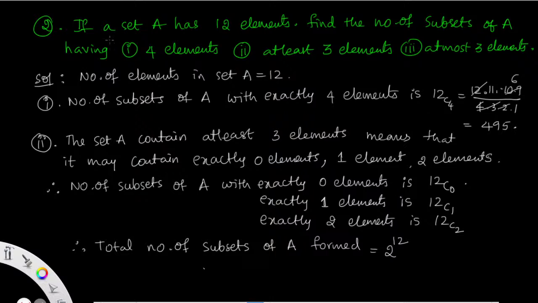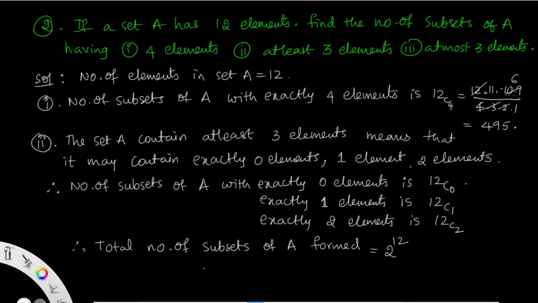And then the second question is given: if a set A has 12 elements, find the number of subsets of A having 4 elements, at least 3 elements, at most 3 elements. Number of elements in set A equals 12. Therefore, the number of subsets of A with exactly 4 elements is, out of 12 we select 4 elements, that is 12C4 ways.